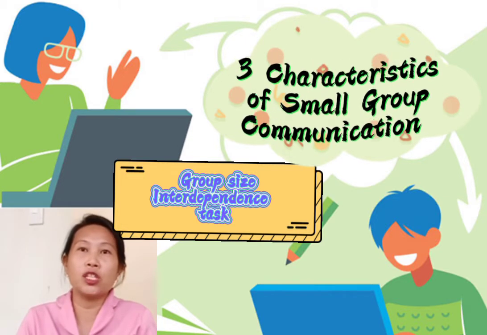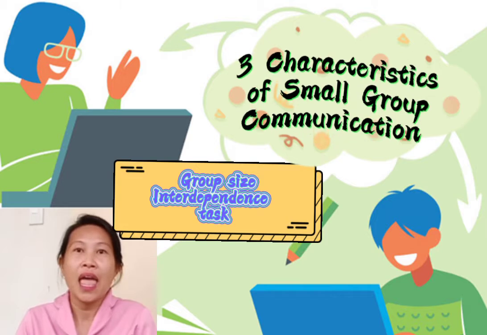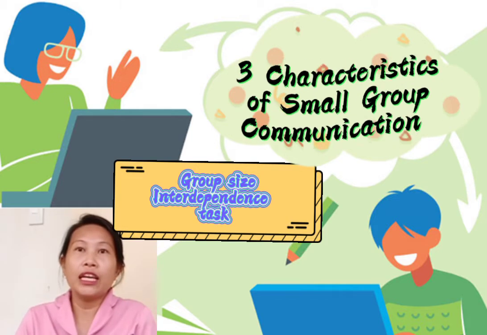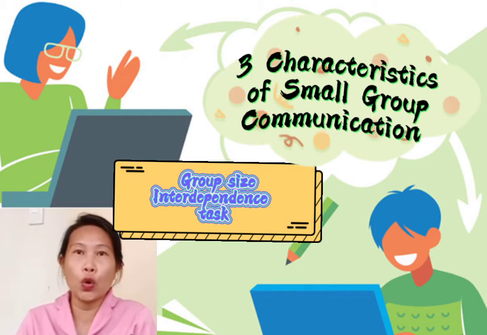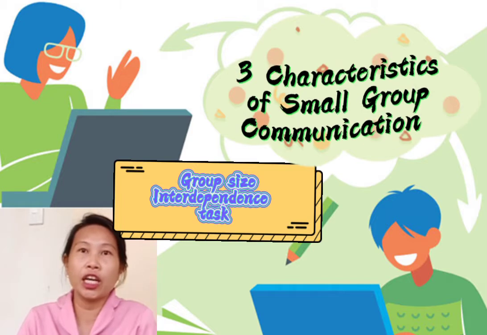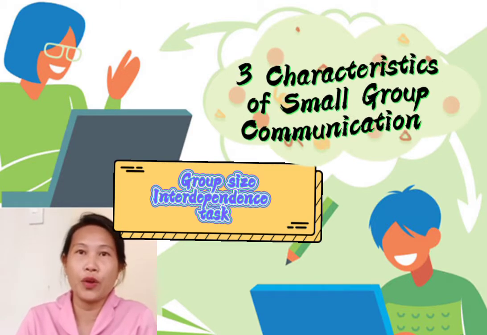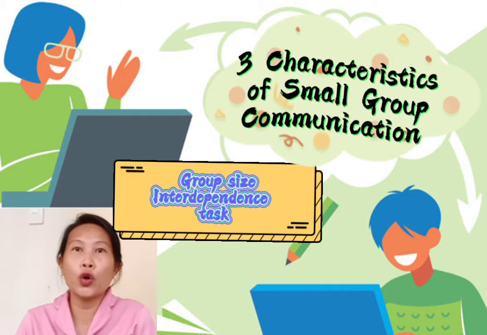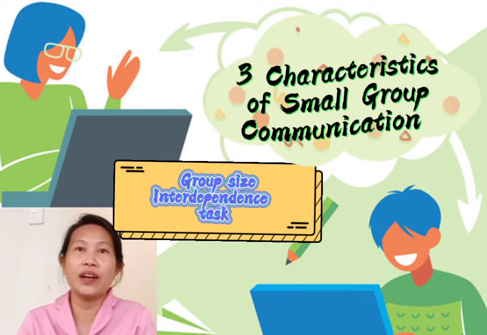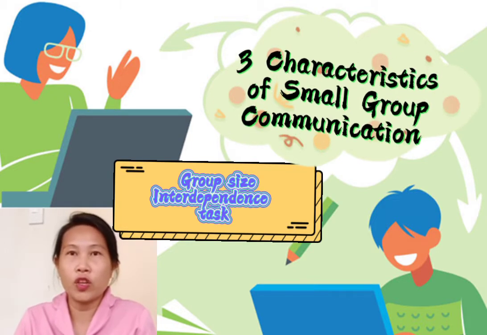When something happens to or affects one group member, it will impact the rest of the group members. That is, interdependence means that any group member's behavior influences both group members' task behaviors and their relational behaviors.